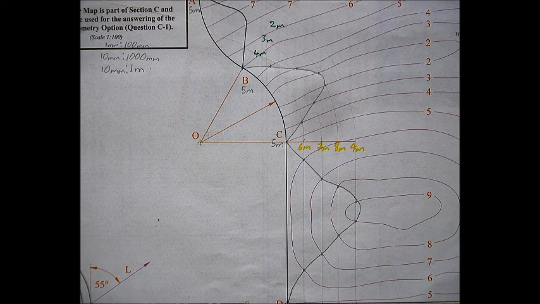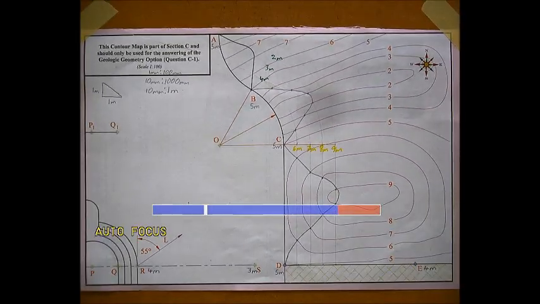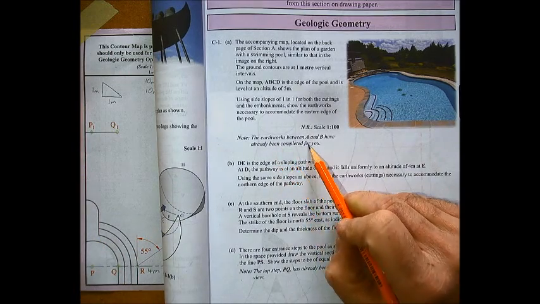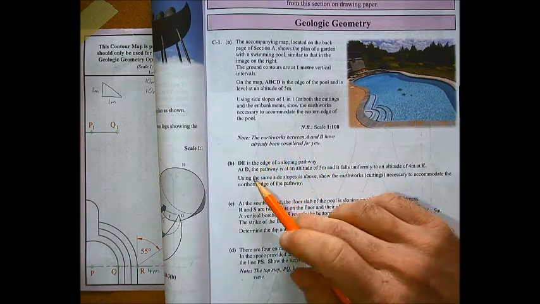So that's the first part A of the question done there, okay? So that's part A. So we have that much done, okay? So we're going to move on now to part B, okay?